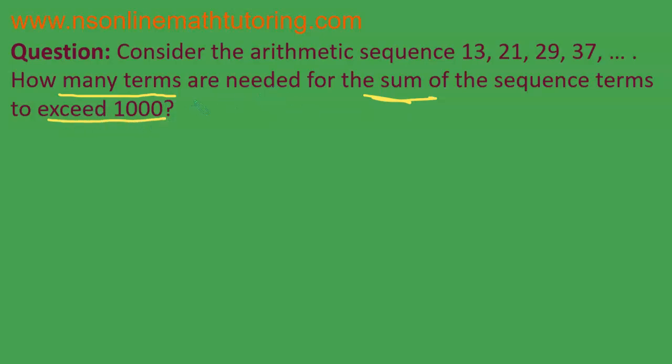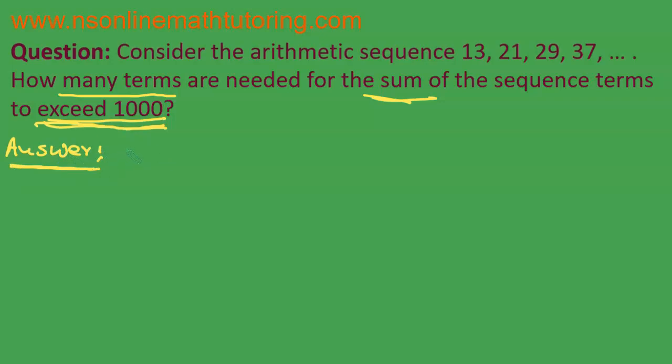Now this is very similar to our previous question. What is the difference? In the previous question, the sum of the terms was equal to 200, and in this case it is saying that the sum is exceeding 1000. So in our previous case we had an equation, whereas in this case we will be having an inequality. That is the only difference. So let us start with our answer. This difference will obviously cause some difference in the answer type.